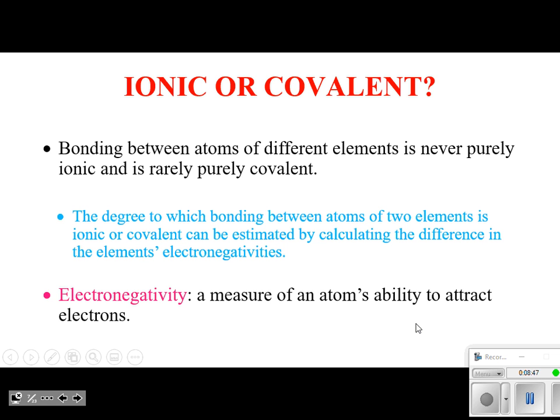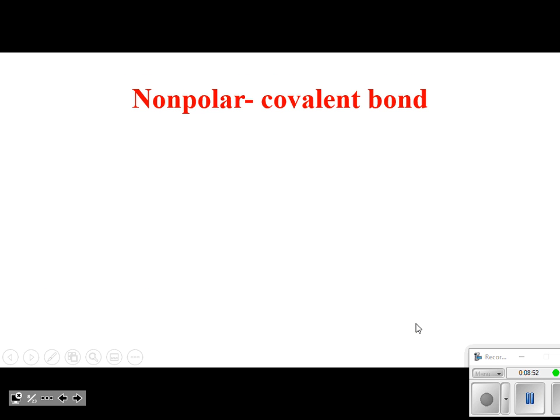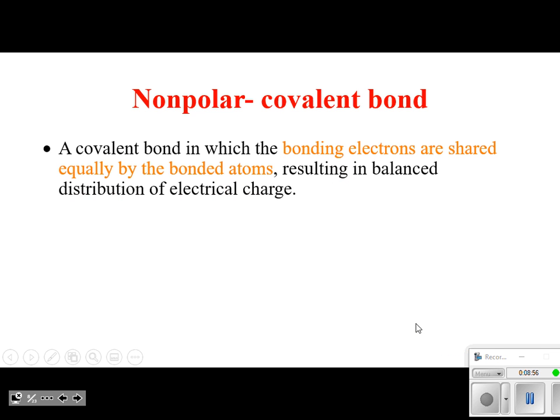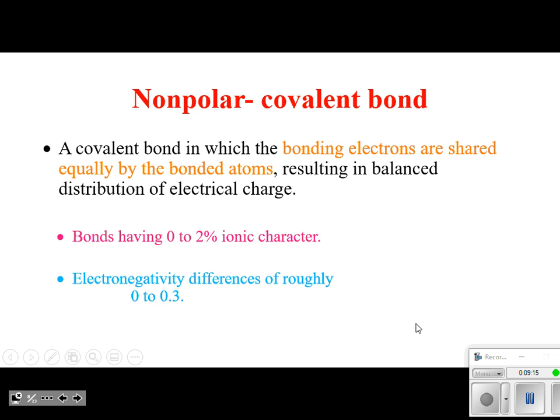So, we set up what I call ranges or bins. Our nonpolar covalent bin: a nonpolar covalent bond is a bond in which the electrons are shared equally by the bonding atoms. They have an ionic character of 0 to 2% and a difference in electronegativity of 0.3 or lower.